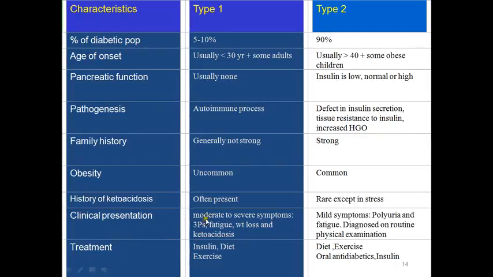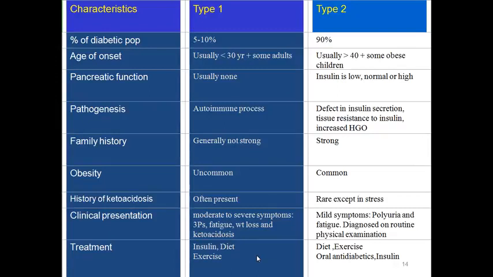Clinical presentation in type 1 is usually moderate to severe symptoms. The polydipsia, polyuria, polyphagia, the three P's are there, along with fatigue, weight loss, and ketoacidosis. While in type 2, the symptoms are mild. There's polyuria and fatigue, and diagnosis is on routine physical examination. Treatment, type 1: insulin. There is no other treatment besides insulin.